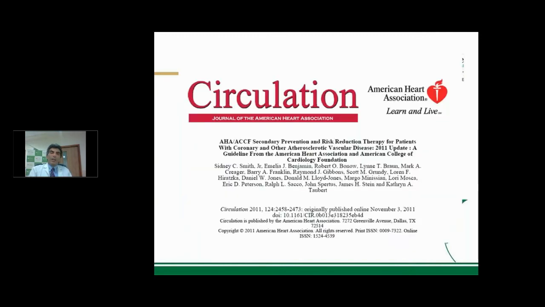So this is an article in Circulation. This was a position statement of the American Heart Association and the American College of Cardiology Foundation. The name of the position statement is Secondary Prevention and Risk Reduction Therapy for Patients with Coronary and Other Atherosclerotic Vascular Disease, in 2011. And this is the guideline again from the American Heart Association and the American College of Cardiology Foundation. And this is what I want to point out here.